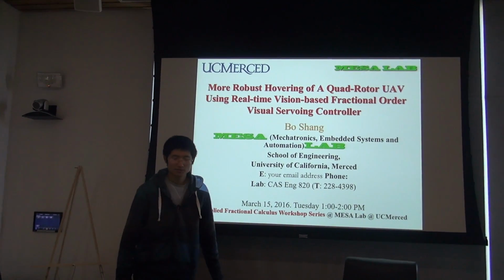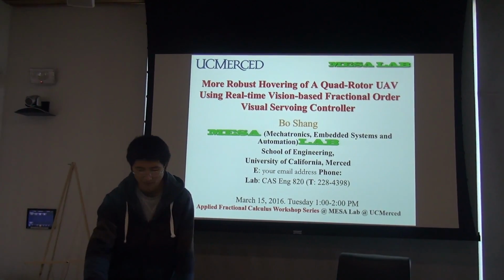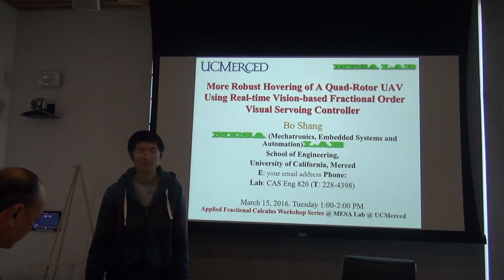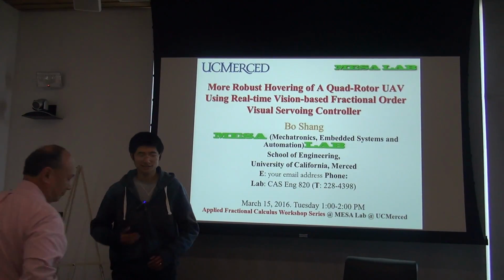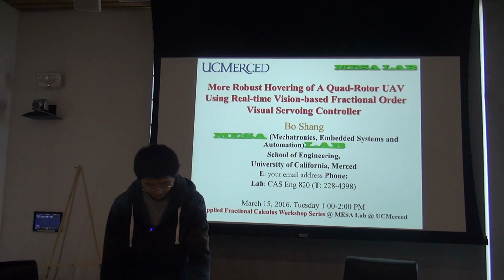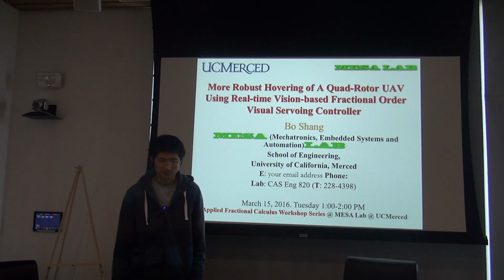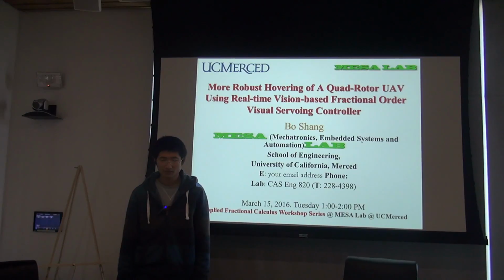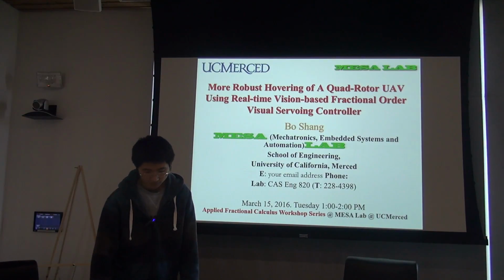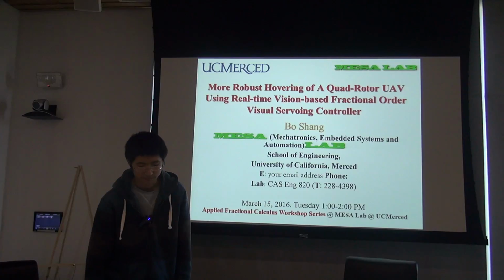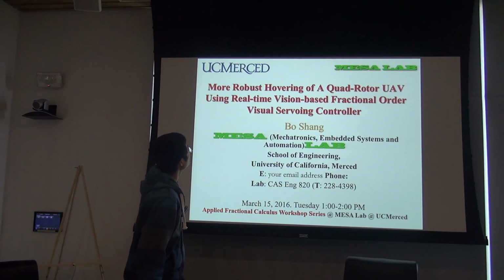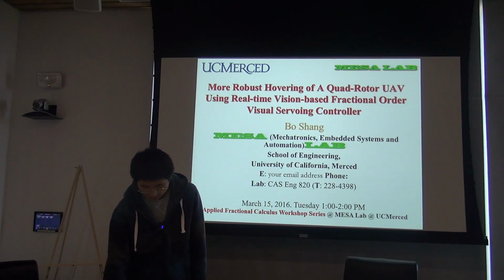Hello guys, I'm going to talk about my recently submitted paper to ICOES 2016. That paper is about using a fractional order controller in a drone. In this way, we can help the drone to track a visual landmark.